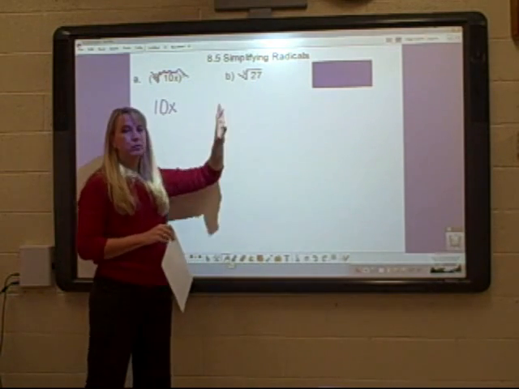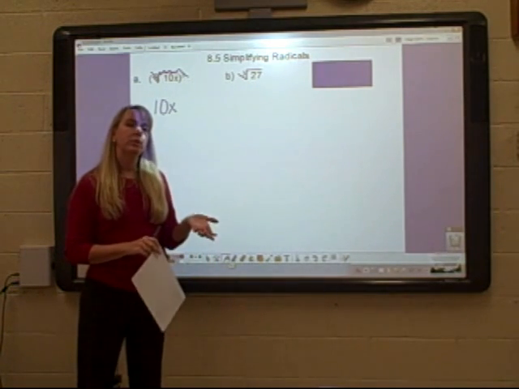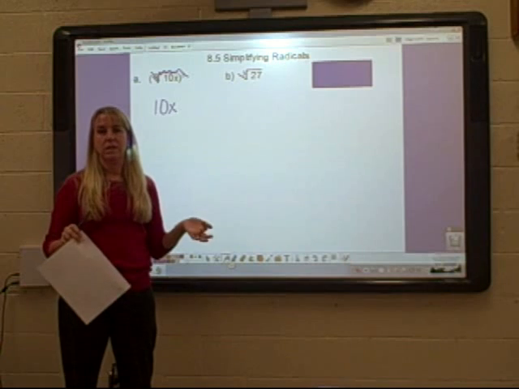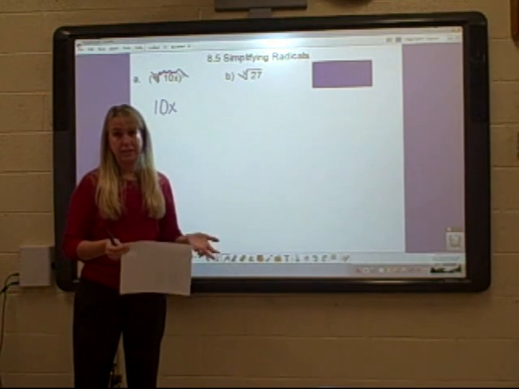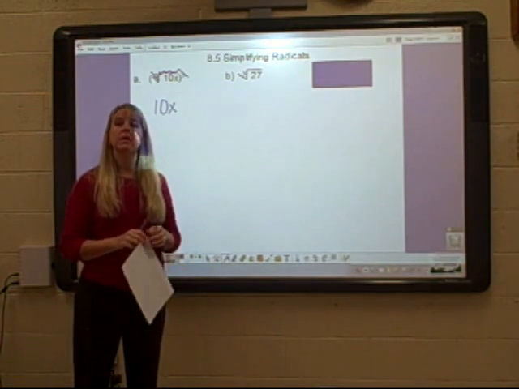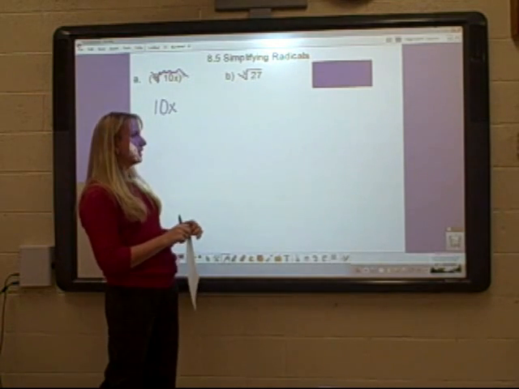Now I take a look at a situation like this. I have the cube root of 27. Well, remember, if we have the square root of 16, you're thinking of what number multiplies by itself to get 16. Well, 4 times 4 is 16. So that's where the square and the square root comes into place.